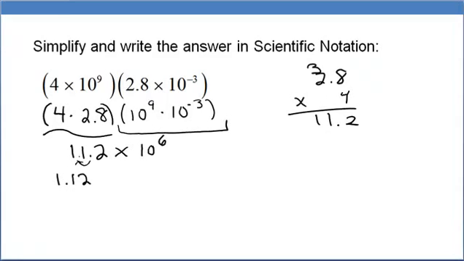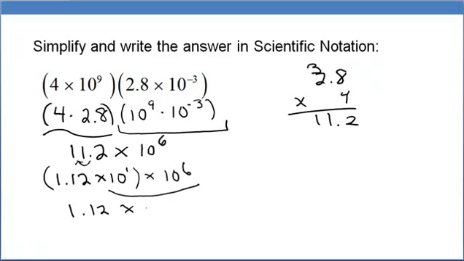Now to get back to 11.2, I would have to move one place to the right. So that is times 10 to the 1st. And then I'm going to have times 10 to the 6th. So I can do my powers of 10. 1.12 times, keep the base and add, 10 to the 7th.